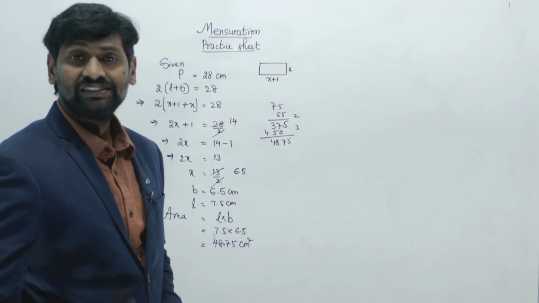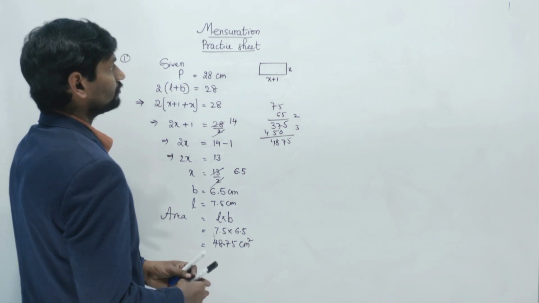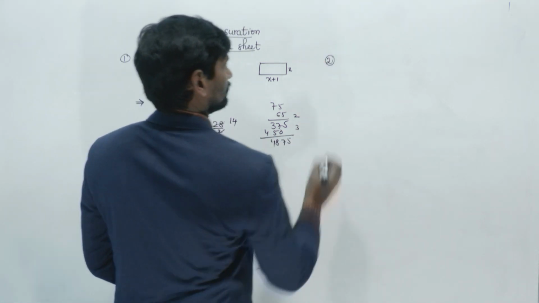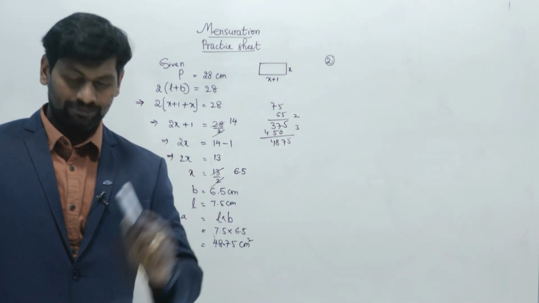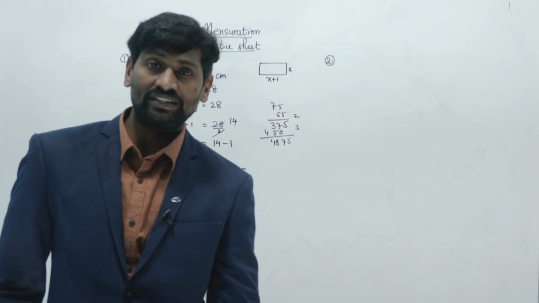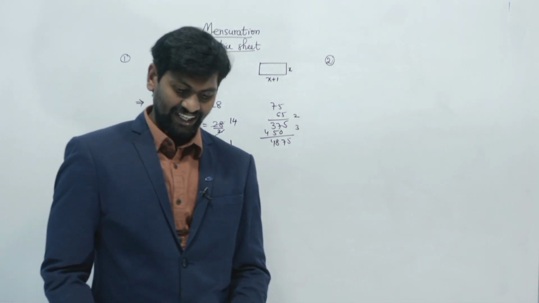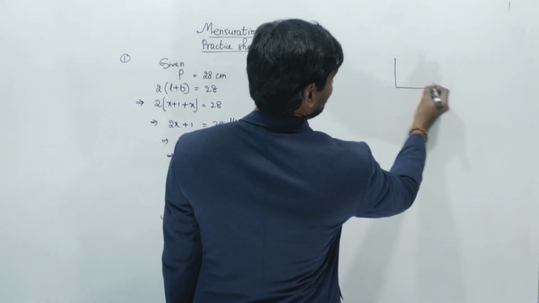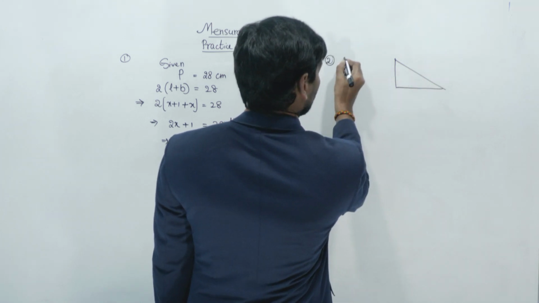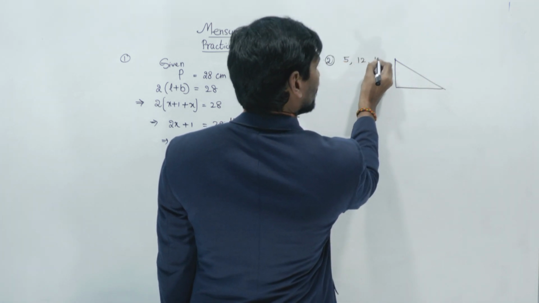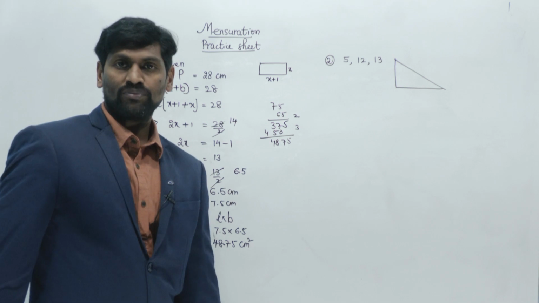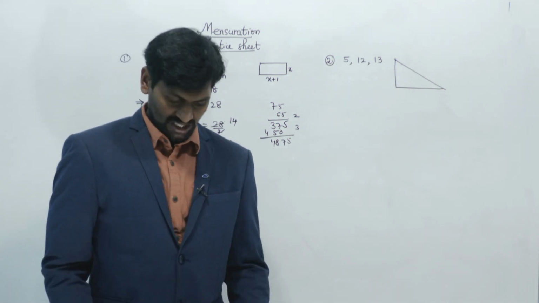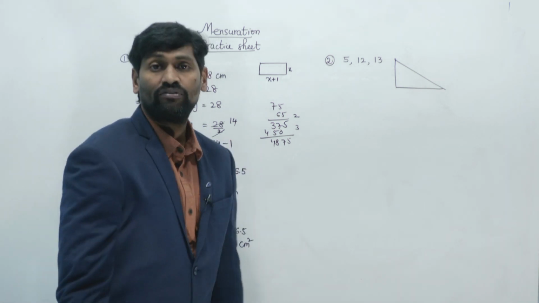Let us go to the second question. Okay, now the second problem. Given the sides of a right angle triangle as measurements. Right angle triangle, 3 measurements are given: 5 centimeters, 12 centimeters and 13 centimeters. 5, 12, 13. And we need to find the area of the right angle triangle.